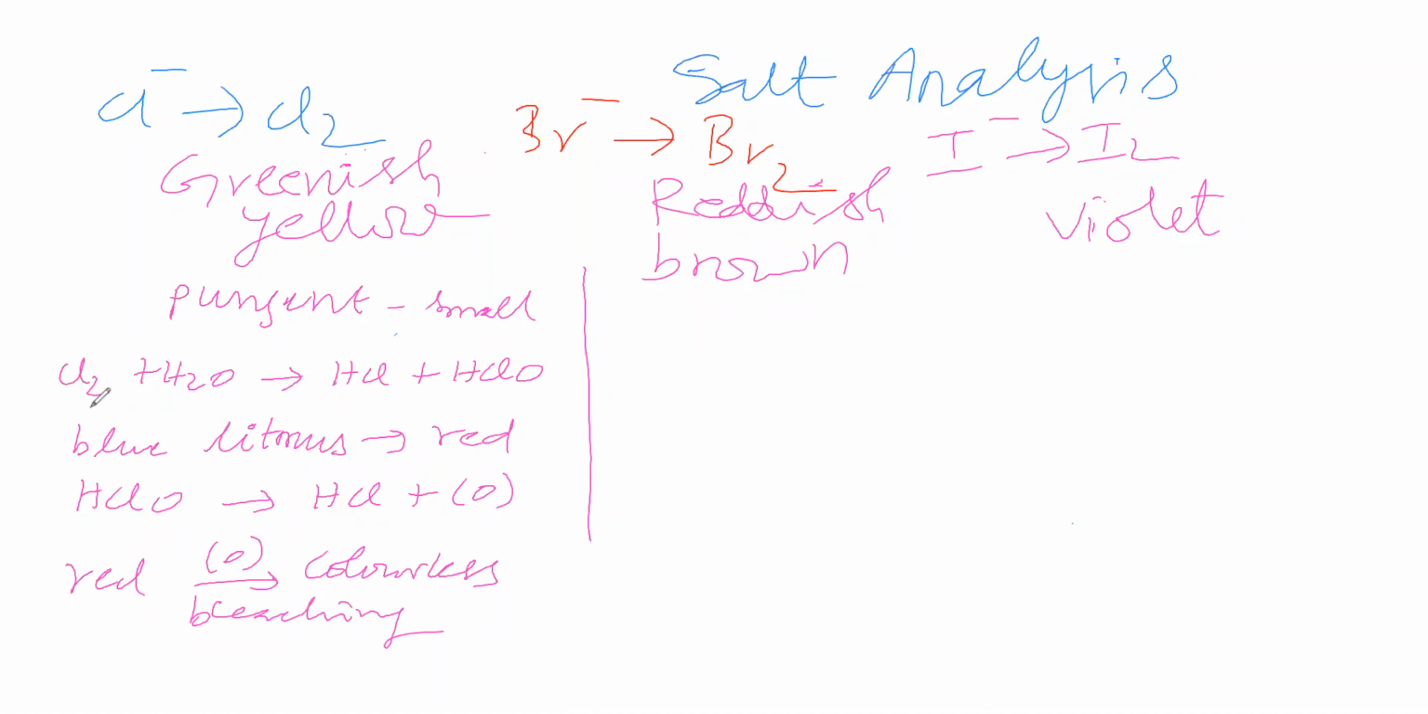So Cl2 with water gives HCl and HClO. HCl is an acid. It converts blue litmus into red. HClO is called hypochlorous acid. Hypochlorous acid on decomposition gives HCl and nascent oxygen. This nascent oxygen oxidizes this red litmus, so it becomes colorless. This process is called bleaching.